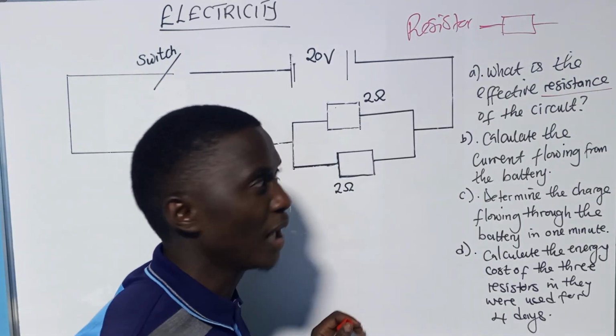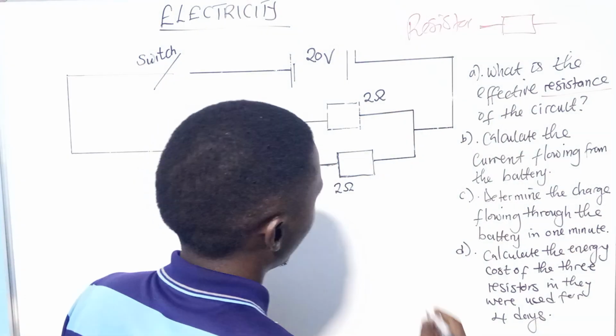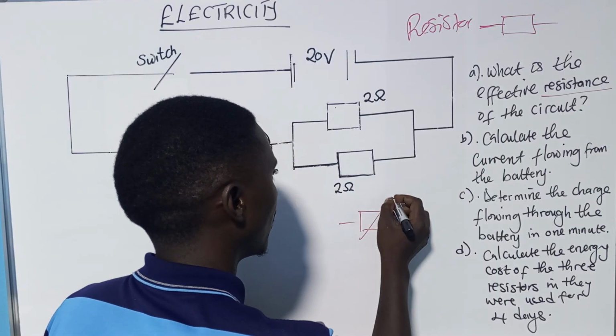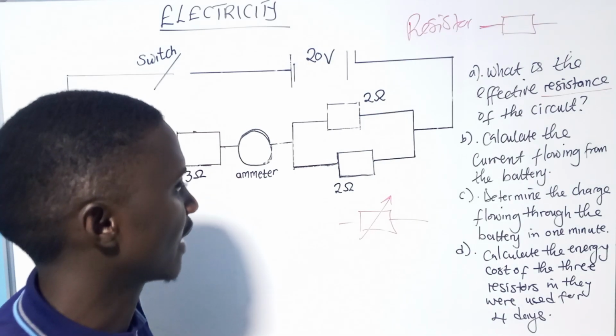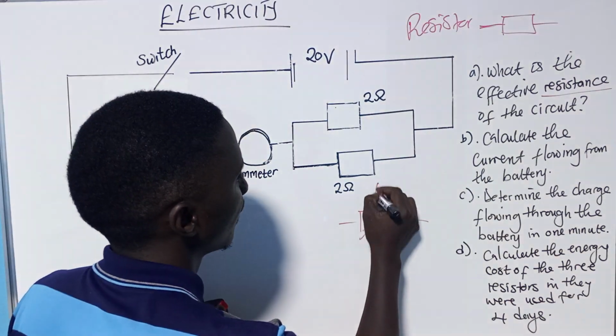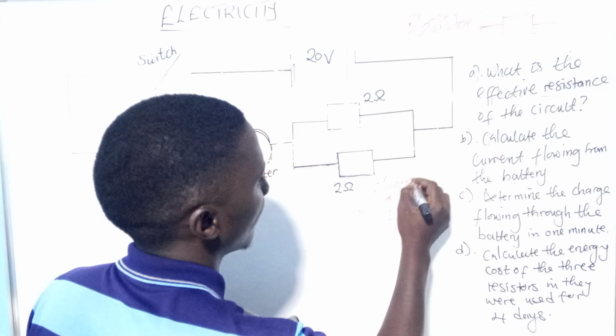Then we have what we call a rheostat. A rheostat has this symbol. This is the one that can measure what we call variable resistance. We call it a rheostat like that.